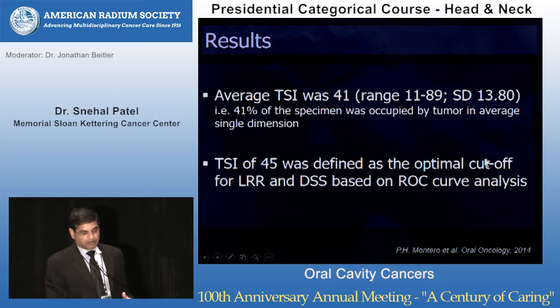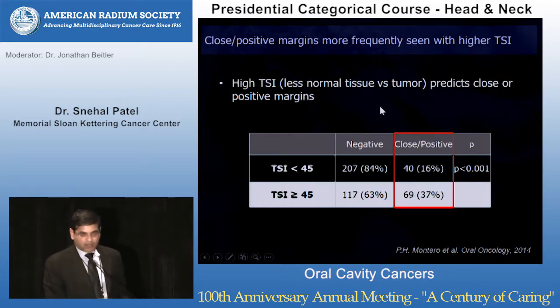And the outcomes of interest were locoregional recurrence and disease-specific survival. And we ran time-dependent ROC analyses on these two outcomes. And the optimal cutoff at which changes were noticed in both these outcomes was 45. Not unexpectedly, if you had a higher tumor specimen index, that is less normal tissue and more tumor in your specimen, it predicted closed or positive margins.